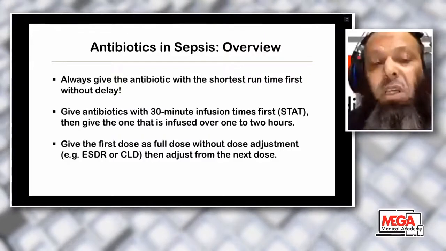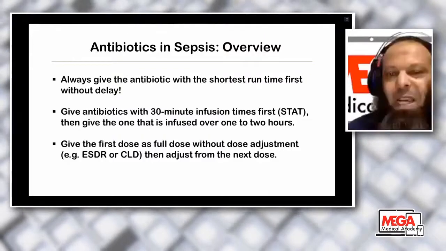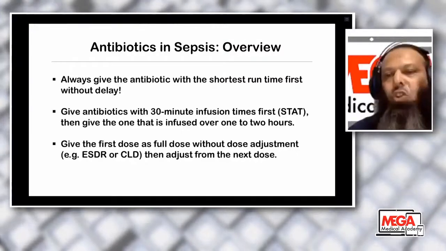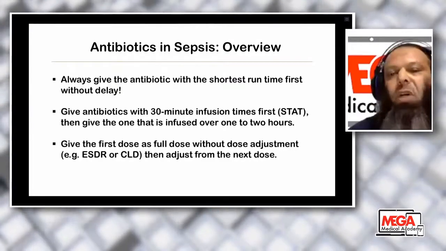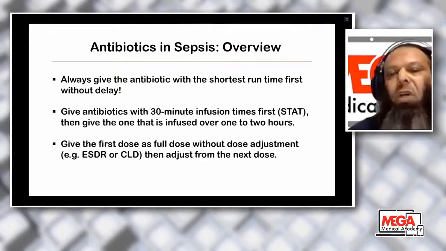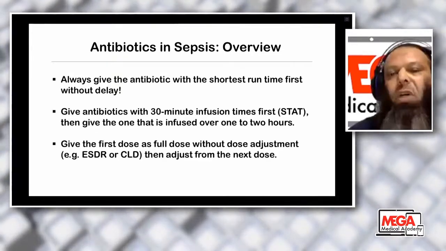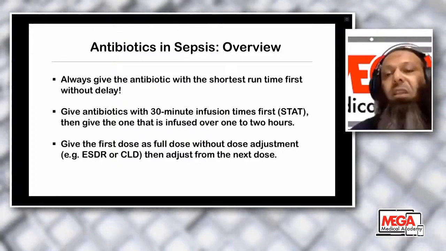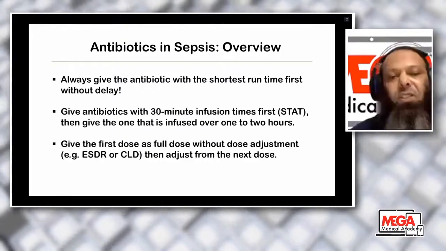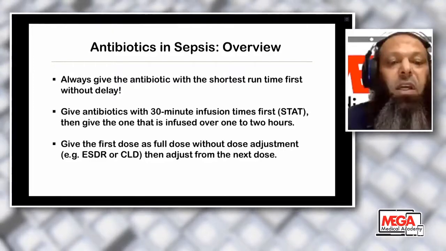So for example, if I'm going to use vancomycin, you cannot give it as a short run, not a bolus, but you have to give it as an infusion. But for other antibiotics, yes, you can use the STAT one as a push, with the shortest run time first. Give the first dose.